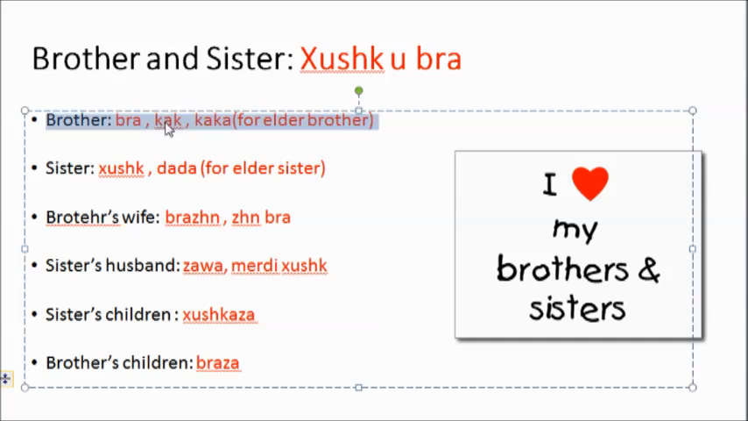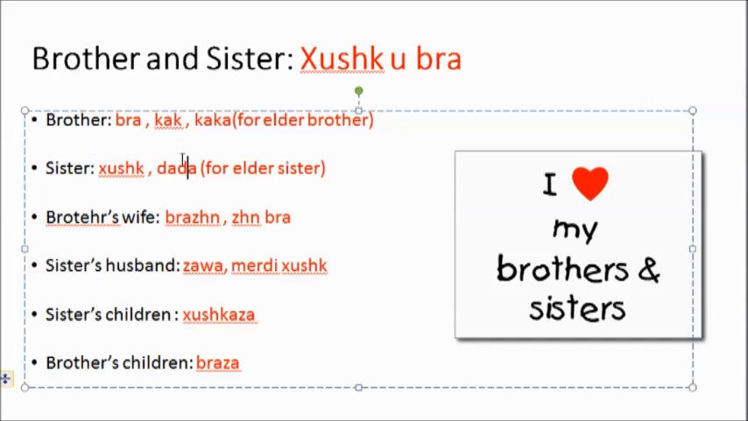Kak, for older brother, you use kak. You can say kakam, means my elder brother. Or basically you can say kaka, then his name. For example, my little sister should call me kaka kamo. Kaka is a polite word.